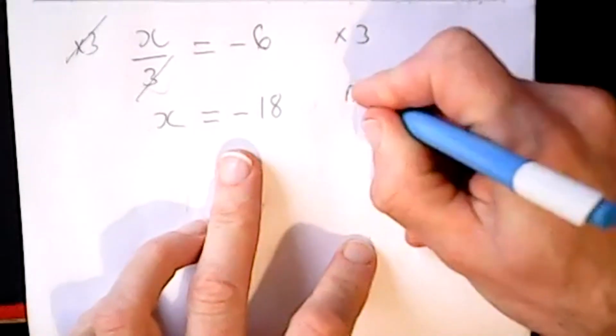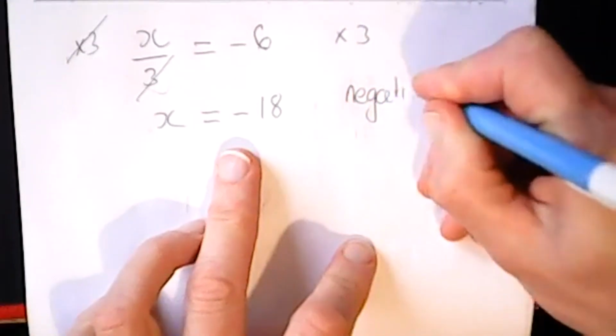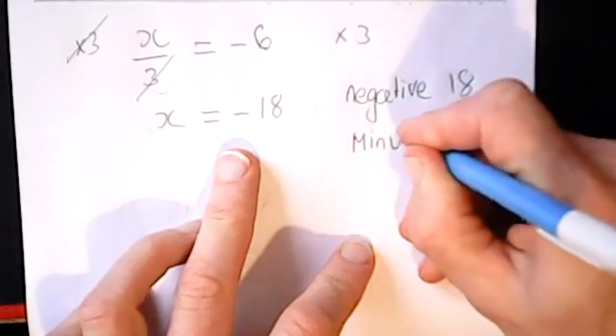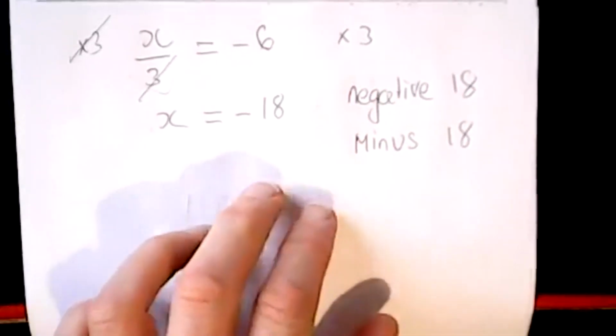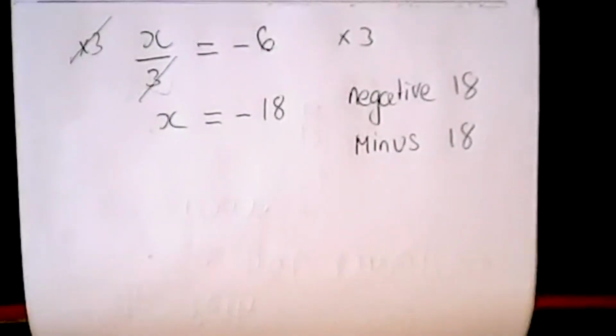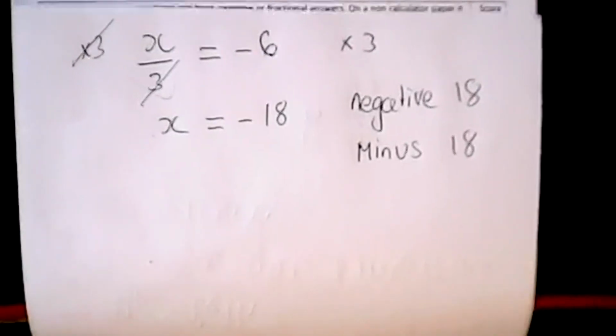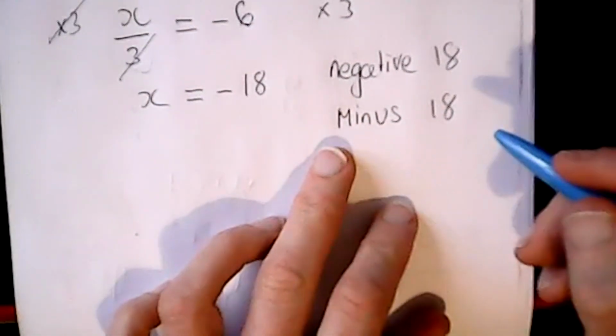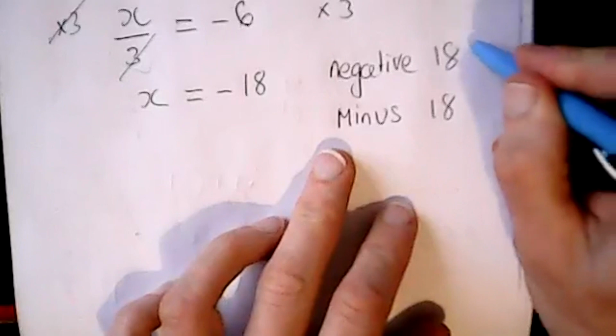Okay, quick pause. This answer, is it minus 18 or negative 18? Now this one is really for Mr. Griffiths, but I'll give you a second to contemplate the correct way of saying that answer. Okay, so your time's up, and what you find is the correct answer is negative.